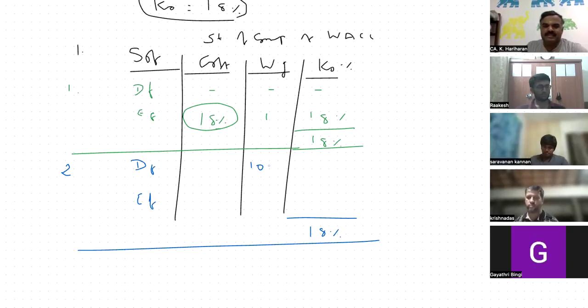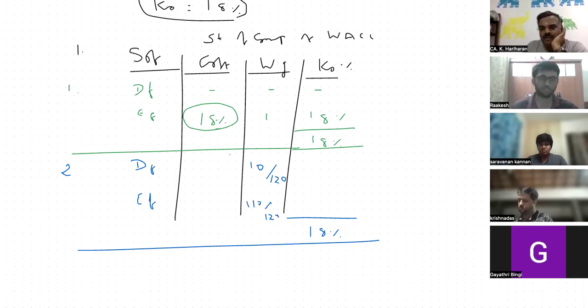Then the cost of interest on loan is 7%. There is no tax, therefore it is as it is, 7. No tax assumption. So 7 into 10 by 120 is equal to 0.583. The balance should be the equity: 18 minus 0.583 is equal to 17.4.